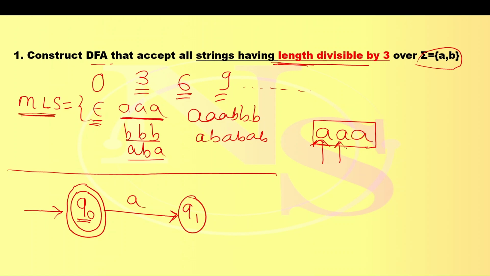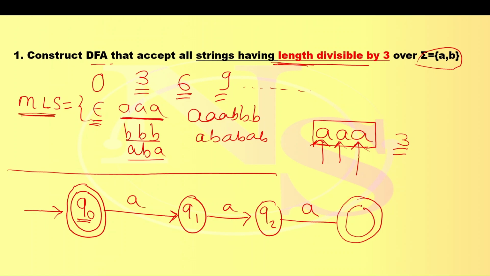The second symbol is A. Q1 should read the second symbol. Strings of length two should not get accepted, hence the transition for the second A should reach a non-final state. The third symbol is A. The transition for this third symbol A should reach a final state because the length of the string becomes 3. So the transition from Q2 for the third symbol A should go to the final state, but we already have the final state. So I can write the transition like this: the transition from Q2 for the third symbol A goes to state Q0, the final state.